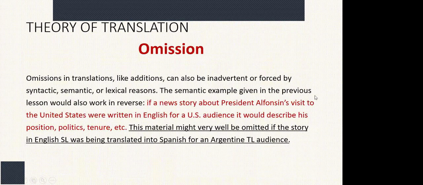That's it. Okay, the opposite of addition is omission, right? So omissions in translation, like additions, can also be inadvertent or forced by syntactic, semantic, or lexical reasons. There are things that you need to leave out. And this is sometimes something out of your control. The semantic example given in the previous lesson was about President Alfonso's visit to the United States. This was written in English for a US audience. It would describe his position, politics, tenure, etc.